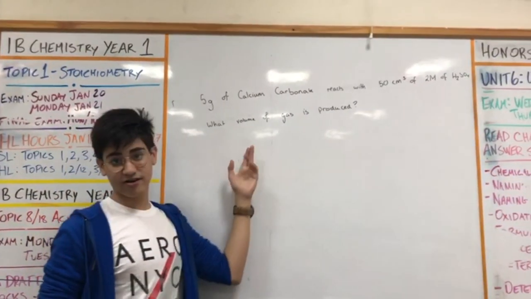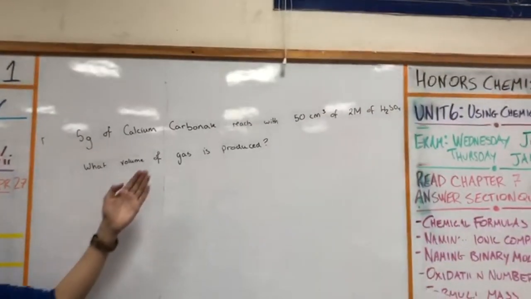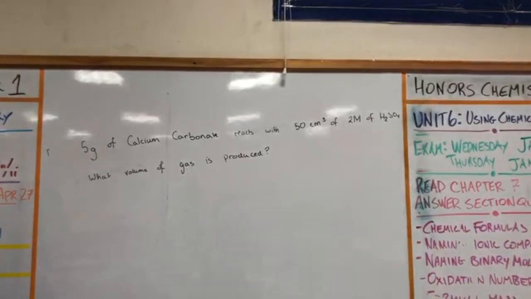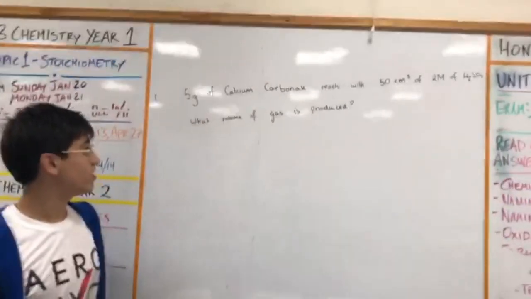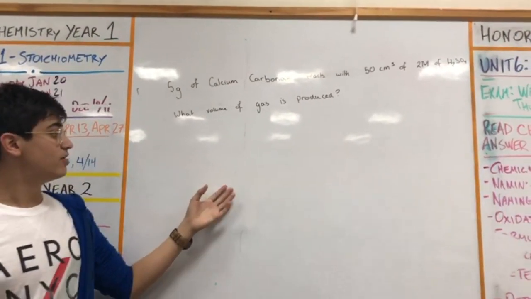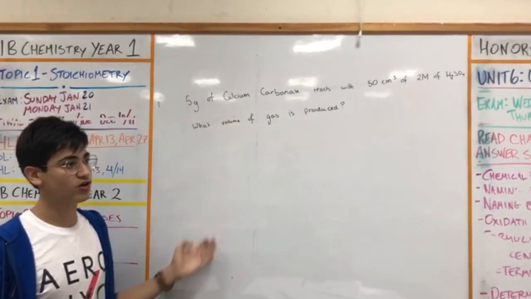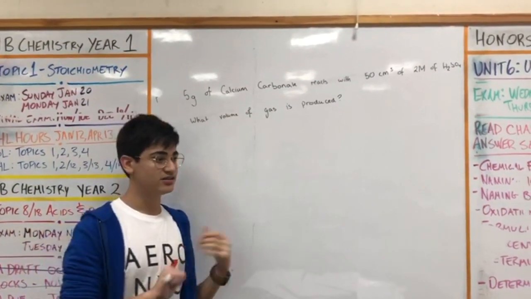This is a very generic question, and as you can see, 5 grams of calcium carbonate reacts with 50 cm³ of 2 molar H2SO4. What volume of gas is produced in this equation? So again, pause the video now and try and work this out for yourself and see where you're struggling, and then I'll come back to you and solve it for you.